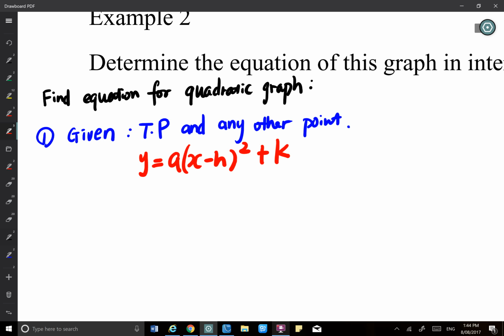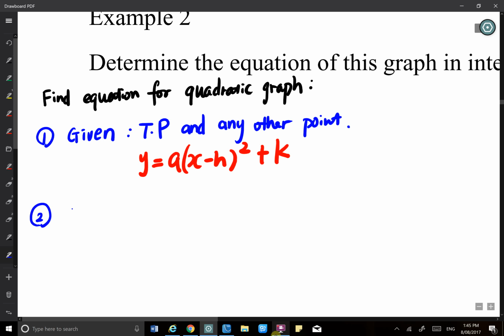I emphasize that again, you must have the a in the front. The a is the dilation. You must substitute another point to find that a, to see the dilation. There's no other way you can directly see a. You must substitute a point and find a.